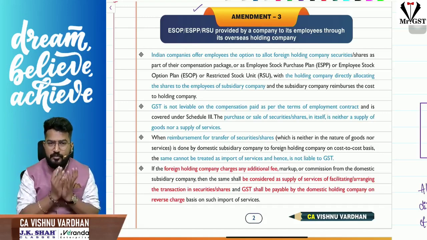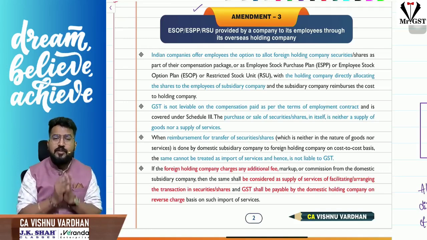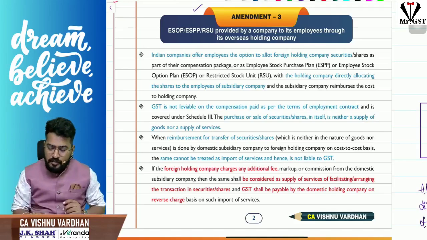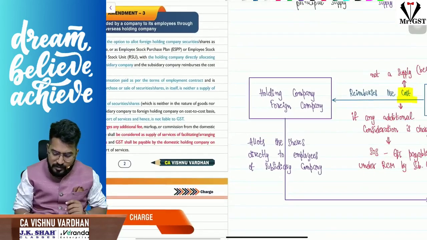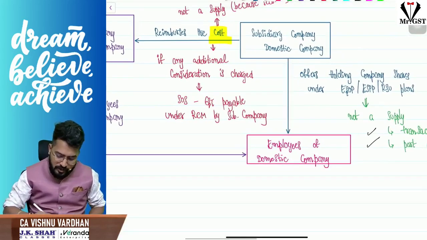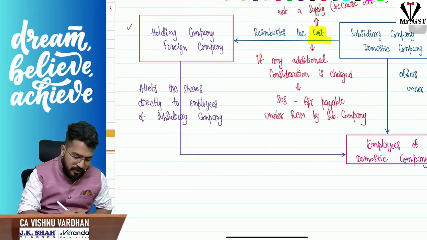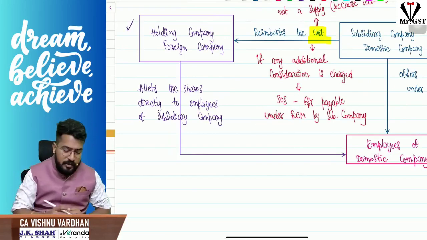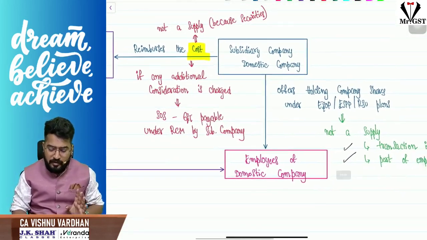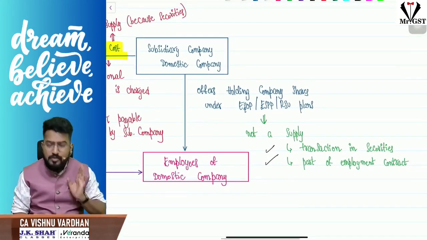I repeat, the Indian domestic company, which is a subsidiary company in India, is allotting shares to the employees of the foreign holding company. Now, sir, the point is the allotment directly happens to the employees of the domestic company. The allotment directly will happen from the foreign holding company. Here allotment may be happening from the foreign holding company, but it is like the domestic subsidiary company is providing securities to employees of the domestic company.